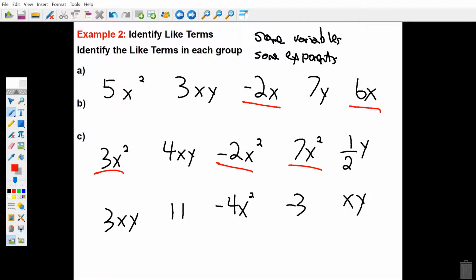In number 3, we've got 3xy, 11, negative 4x squared, negative 3, and xy. In this case, we have two sets of like terms. One, which is 11 and negative 3. Those are both just numbers with no variables attached, so they are like terms. And the other set of like terms is xy. While they have two variables, they are both the same, and they have the same exponents, so they are like terms as well.